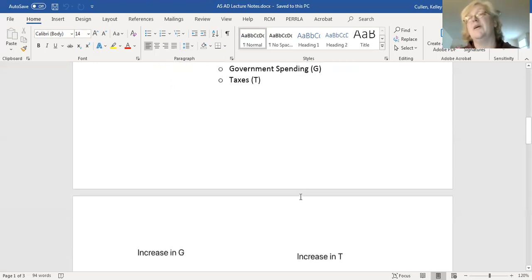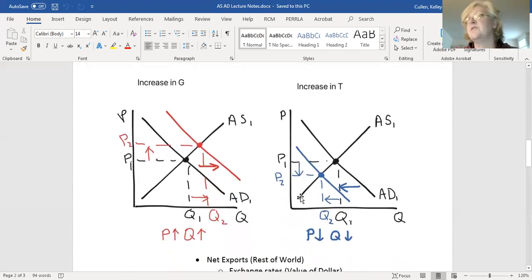Okay. All right. So here we go. You can see then I'm showing the effect of government on the AS-AD model here.